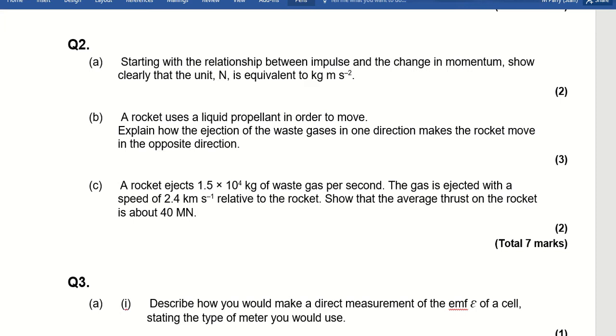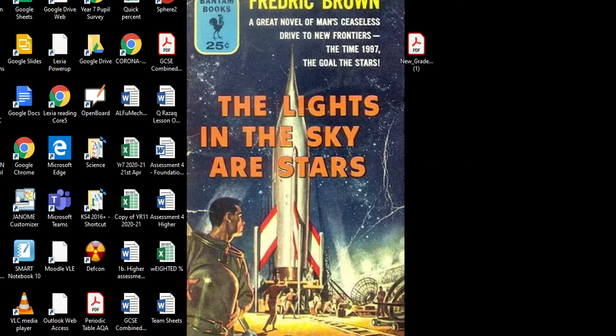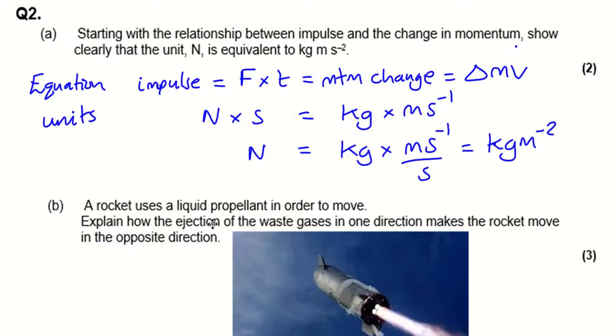Now, I'll just flick this to the one where I've been writing in answers for you. You had a first one which was about the relationship between impulse and change of momentum, and then show how using that you can show that the units, newtons, force units, are actually the same as kilograms meters per second squared. Now, the way I've done this is I've just said, no worries.